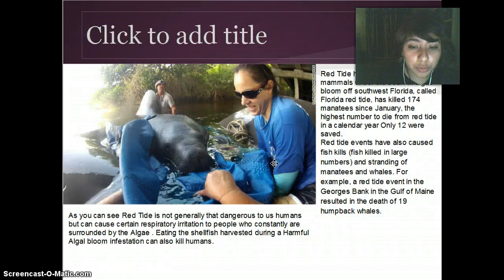We have a picture here of a manatee being saved. As you can see in the background, you might be able to see the red tide. Red tide has affected our living mammals under the sea. An algae bloom of southwest Florida called Florida red tide has killed 174 manatees since January, the highest number to die from red tide in a calendar year.